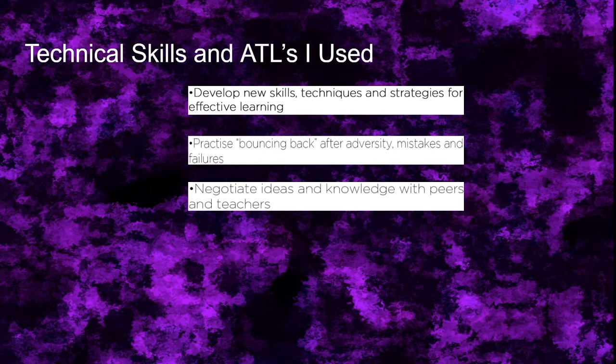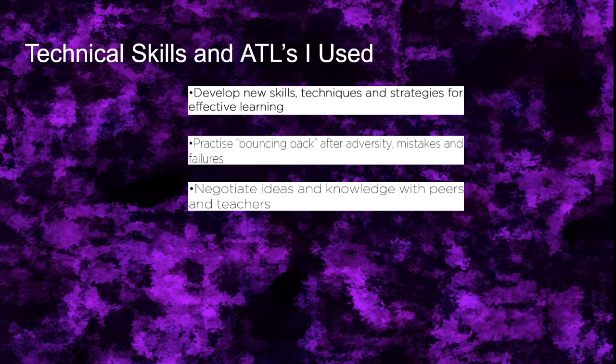And then negotiating ideas and knowledge with peers and teachers. That was another ATL I used because me and Ethan sit next to each other, and I'd bounce a lot of ideas off Ethan, and he'd bounce a lot of ideas off me, and we talked, and together I think we kind of learned how to use Floor Planner. I asked him a bunch of stuff on how to use it, so that was nice, asking for ideas and learning more about Floor Planner together, basically.